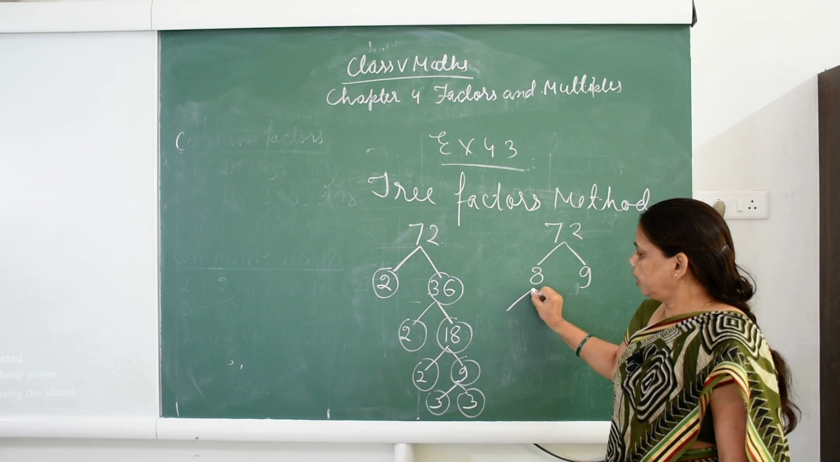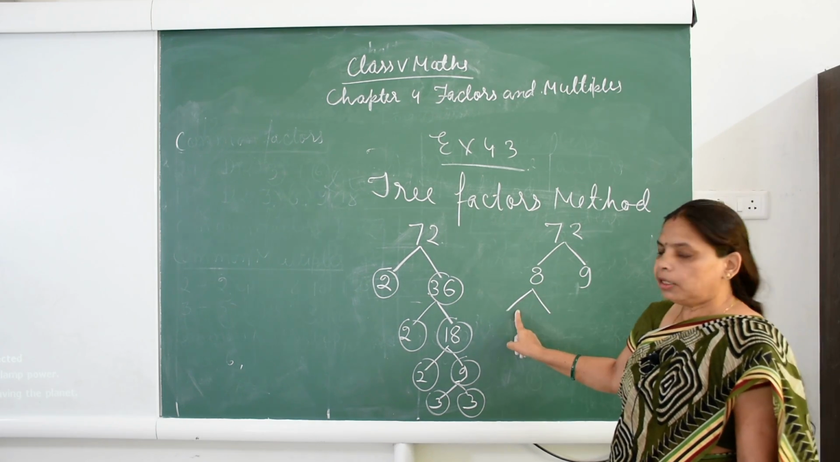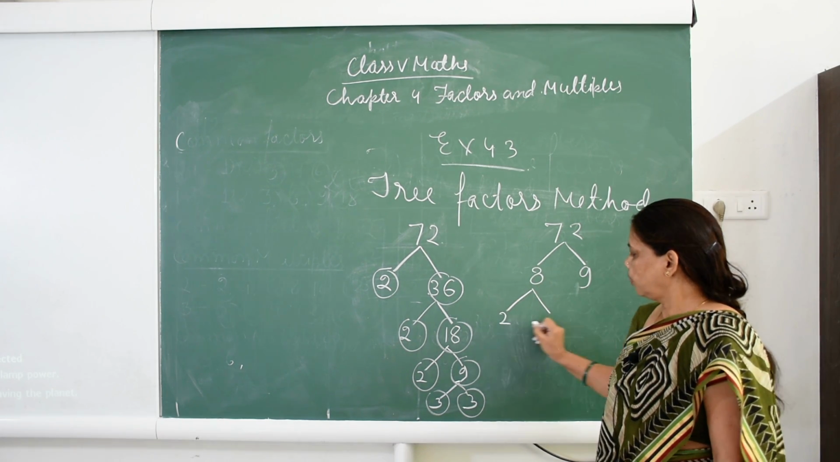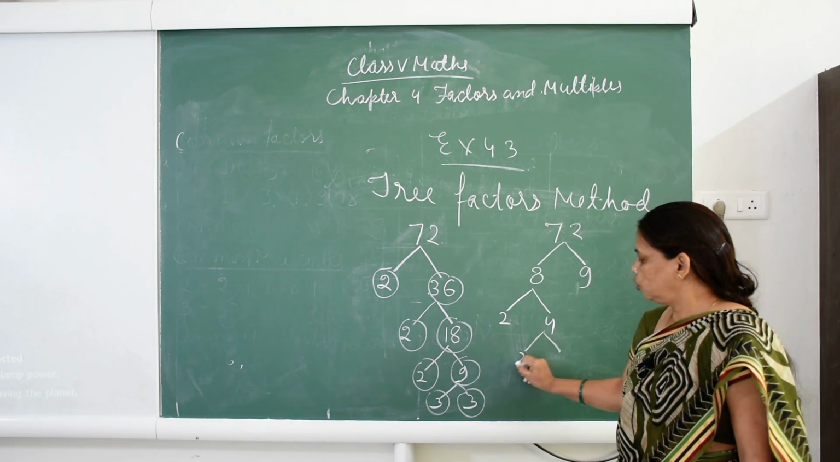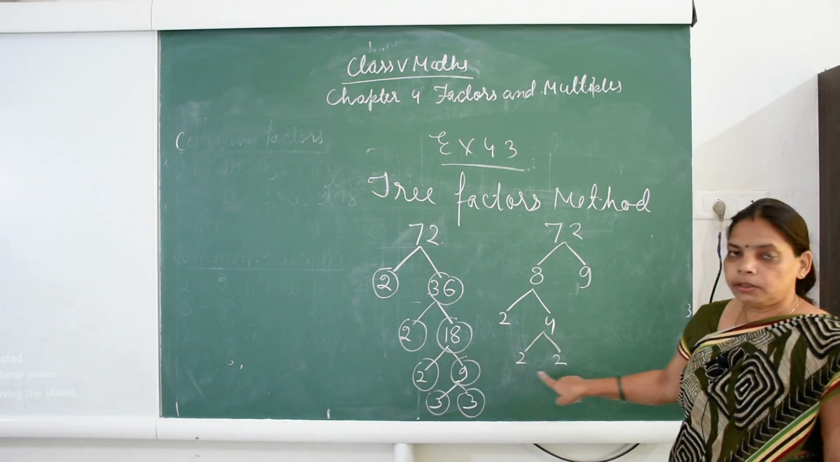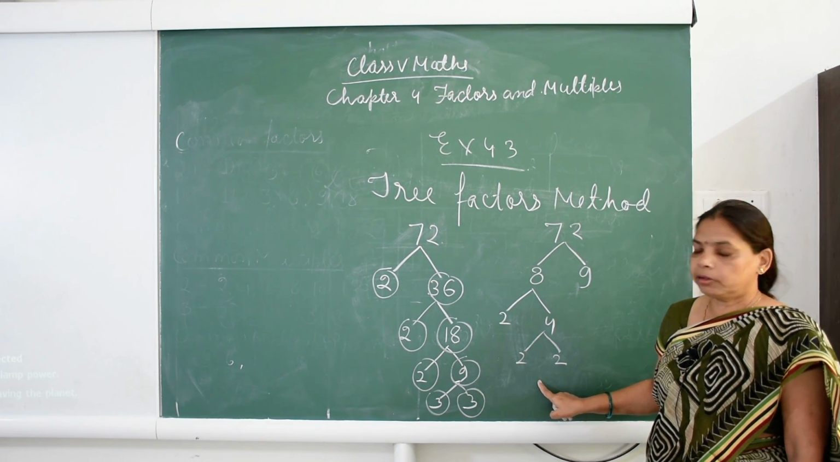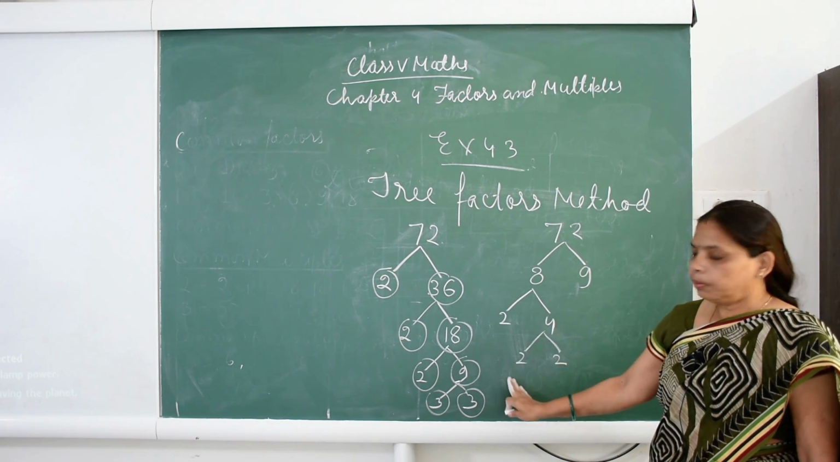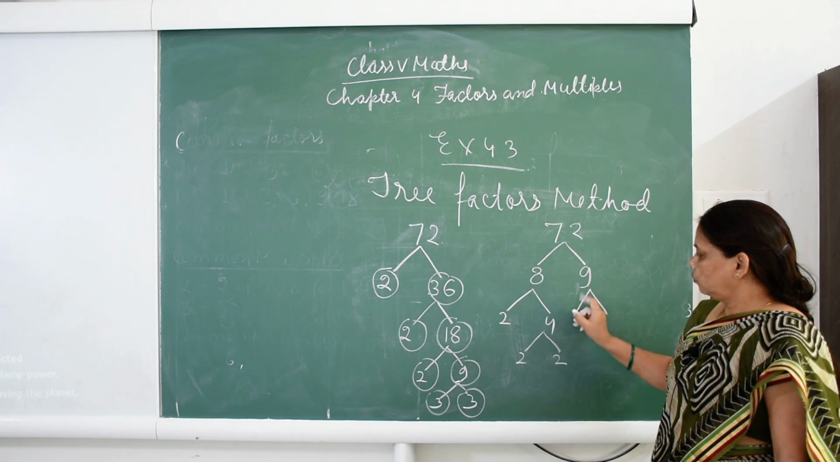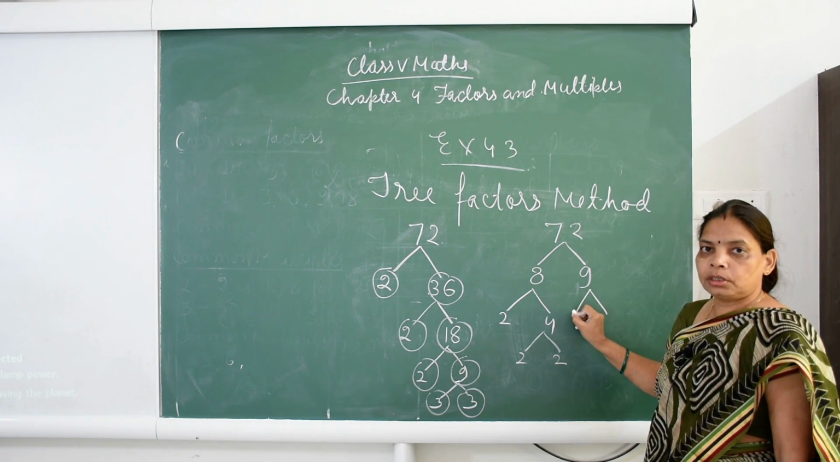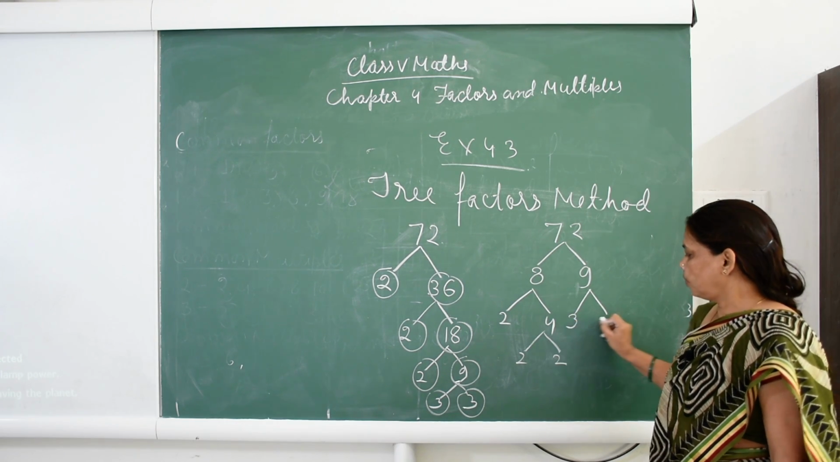So we again break this. Find the factors of 8. 2 fours are 8. Again we find 2, 2, 2. So again these two prime numbers will come. So this branch will be completed. Now again we find here, 9 is not divisible by 2, it is divisible by 3. So 3 threes are 9.